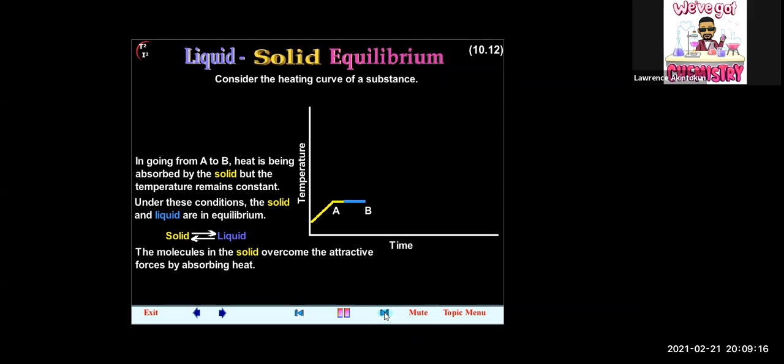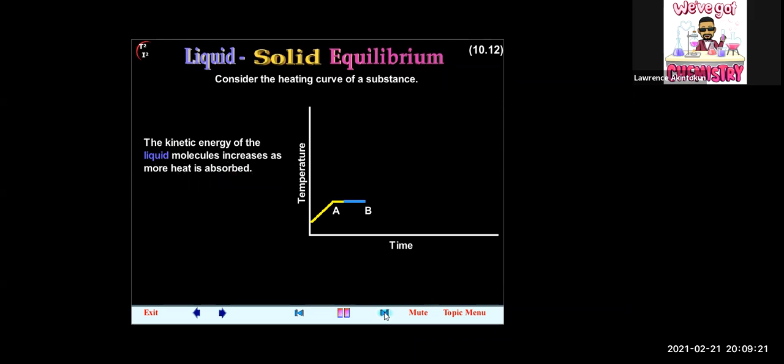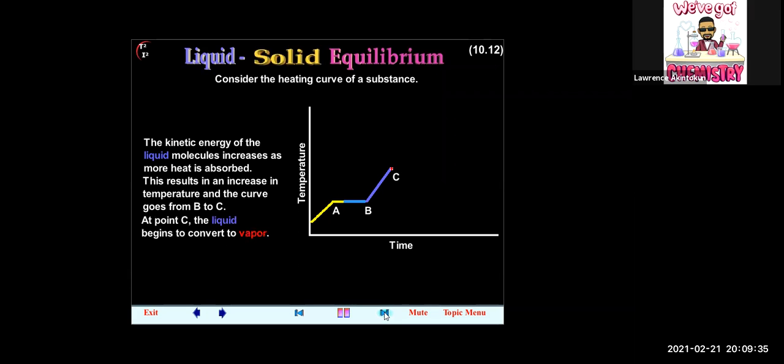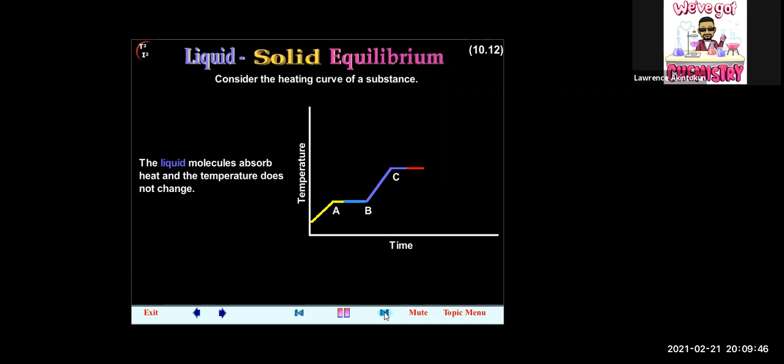The molecules in the solid overcome the attractive forces by absorbing heat. The kinetic energy of the liquid molecules increases as more heat is absorbed. This results in an increase in temperature, and the curve goes from B to C. At point C, the liquid begins to convert to vapor. This is defined as the boiling point of the liquid. The liquid molecules absorb heat, and the temperature does not change. Under these conditions, the liquid and vapor are in equilibrium.